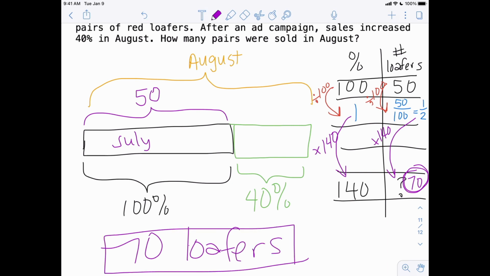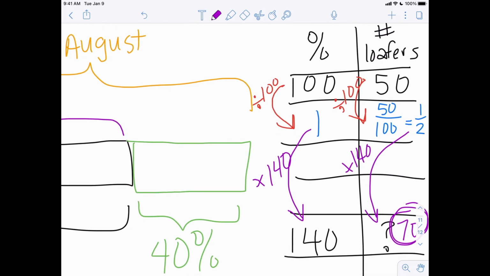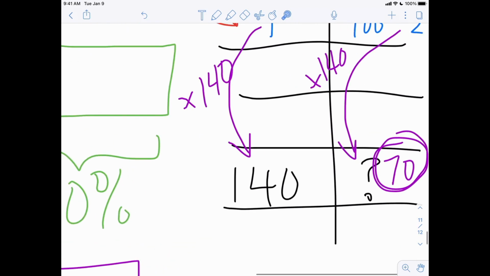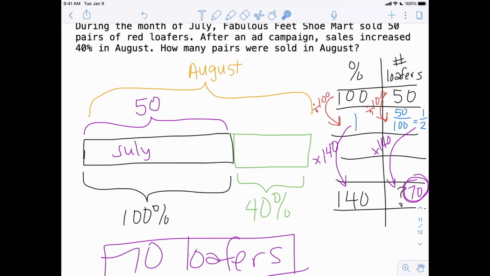There we go. Now, if we really zoom in on this table, we could have seen a shortcut. We could have seen that 50 times 2 is 100. So all we needed to do is say what times 2 gives us 140. And so that makes finding the answer of 70 super easy. It would have been a lot easier just to think about that horizontal relationship rather than the vertical relationship.